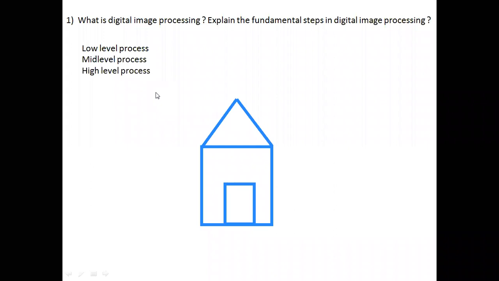In case of low level process, what's the input? Image, and the output is an image. In middle level process, the input is image and the output is attributes of the image. In high level process, the input is image, and the output is meaningful data regarding the image.